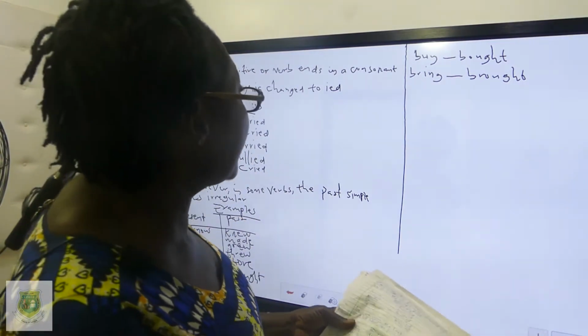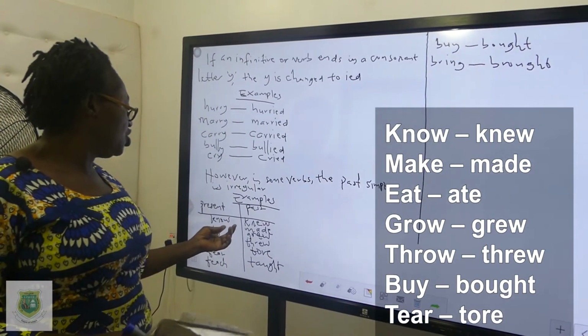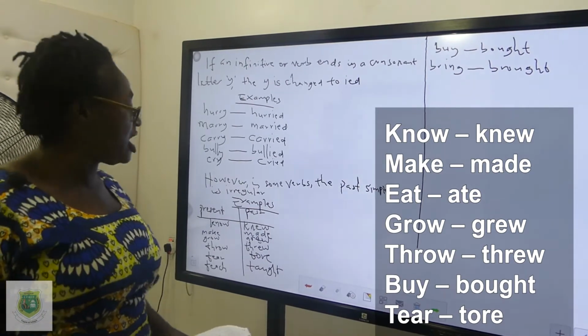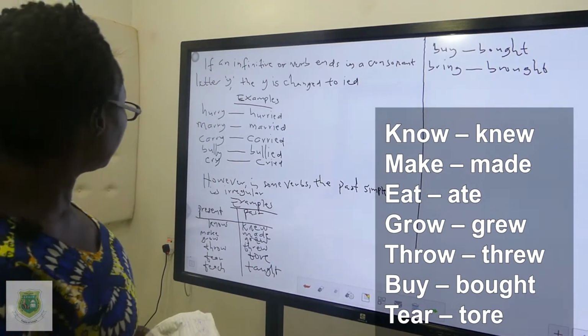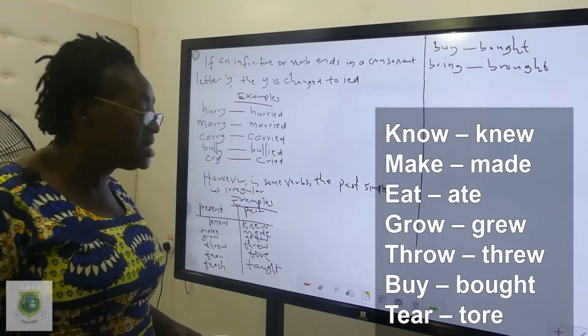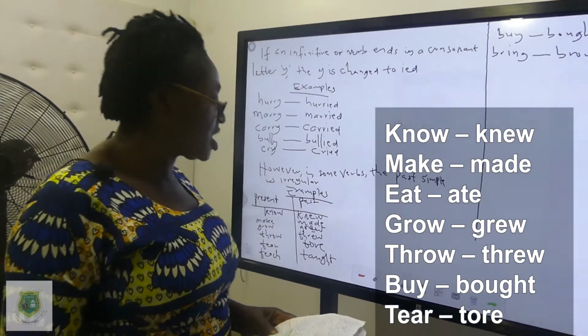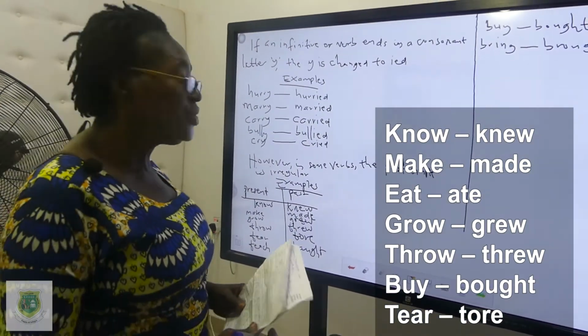For instance, if I write know, you will not come and write for me "knowed" by adding ED. Neither will you come there and add E for me. Neither will you come there and change to IED. You change the O to E. It becomes knew. Now, knew.